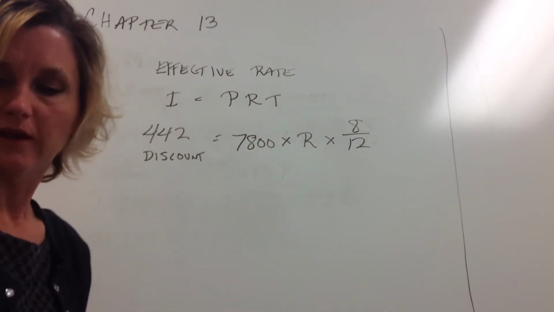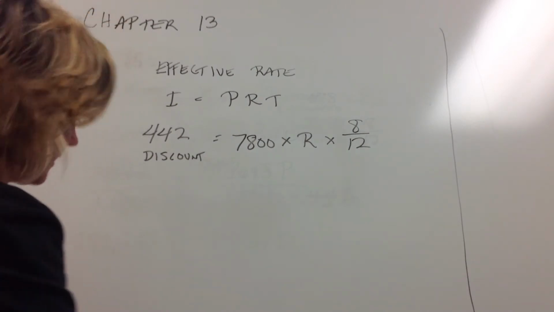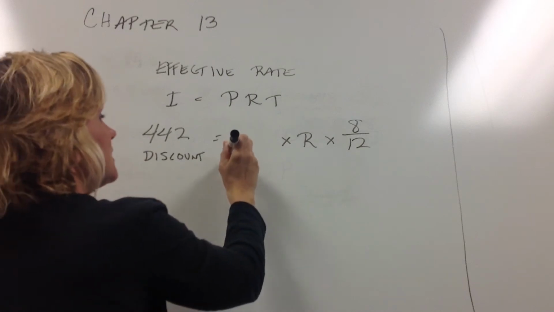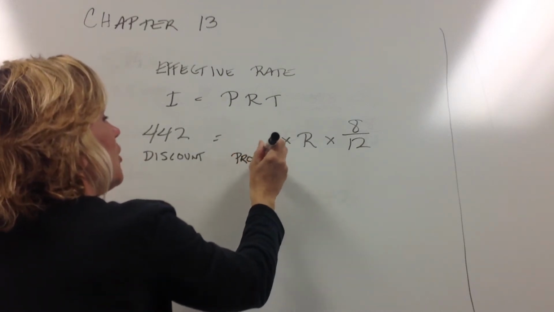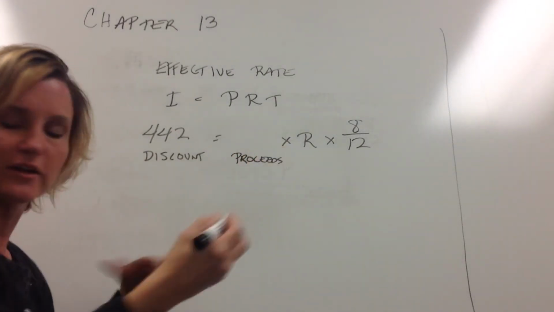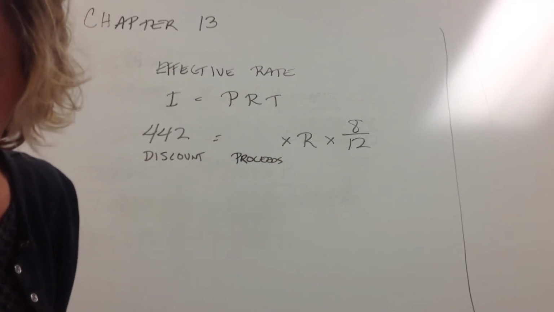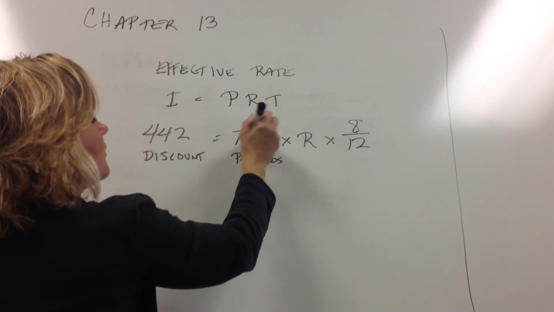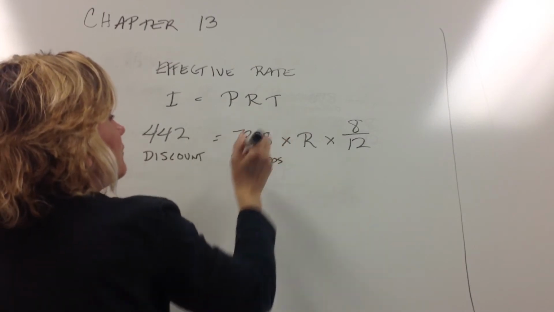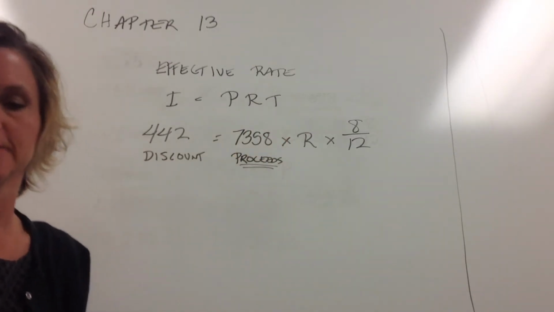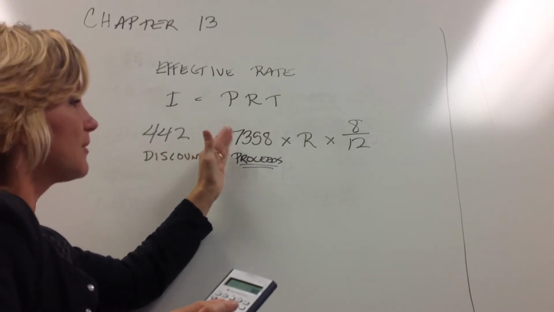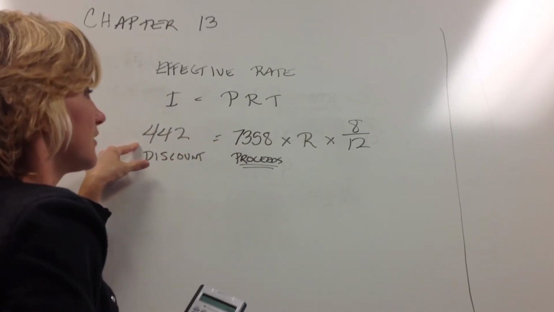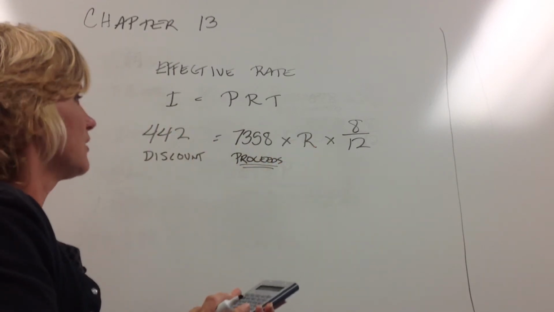No, and I'm sorry, I got that wrong. This is not the correct number. I apologize for that. We want to put her proceeds in there. What is she actually walking away with? Because if I do it the way I just did it, I'm going to still get that same 8.5%. So she's only walking away with the $7,358 proceeds. So being that that's the only amount of money she can use, but she's being charged $442 in interest, what does that rate represent?